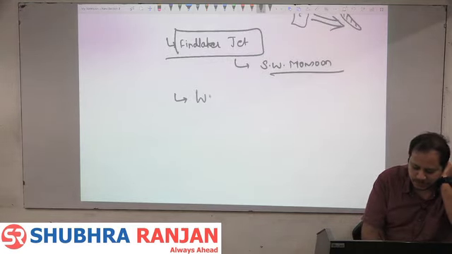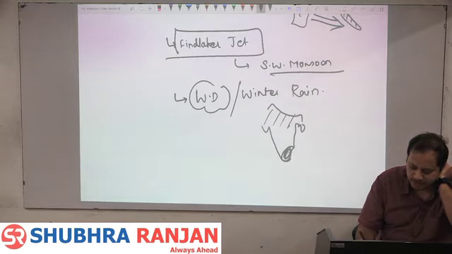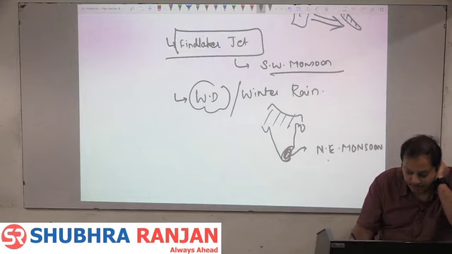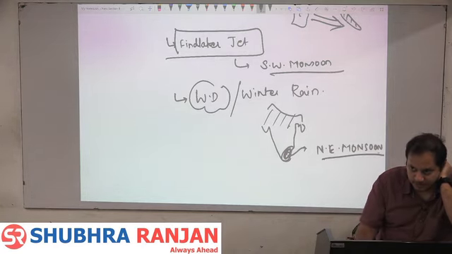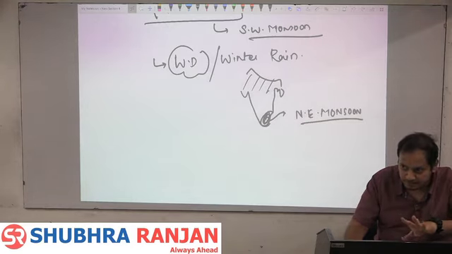If a question comes on western disturbances, I guess you can write western disturbances or winter rain. The only difference is western disturbances will occur only in North India. This is the region of western disturbances, but winter rainfall also occurs on the Tamil Nadu coast, and this is due to the northeast monsoon. Northeast monsoon is a wind which blows in India from the retreating monsoon season to the winter season. So northeast monsoon basically is not a season, it is a wind pattern. Fine.